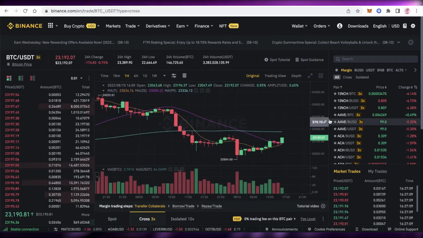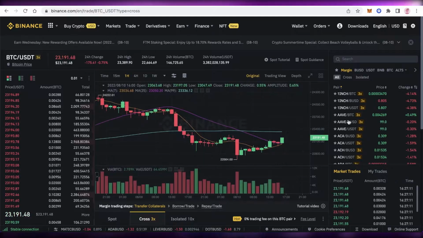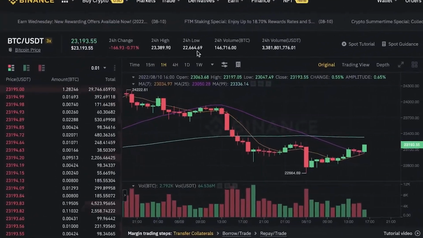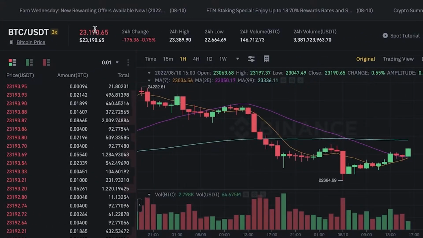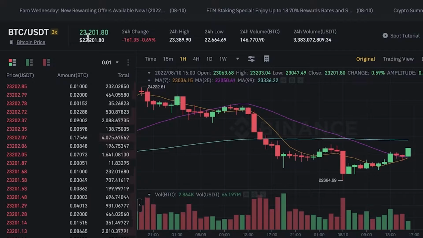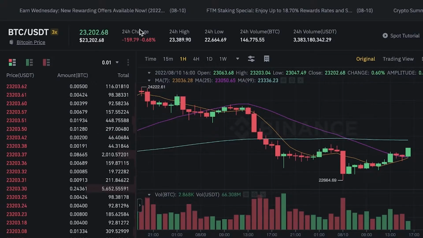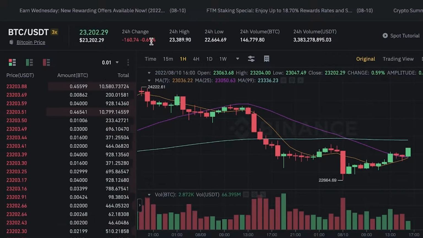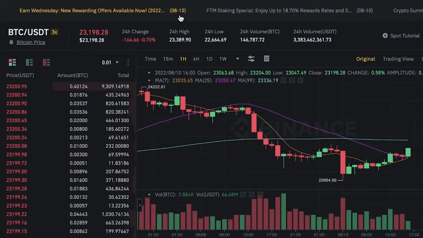Now, you might be all confused on how do I read this chart? I don't know what it means. Well, first off, get started from the top. You can see this is the current price of BTC. It's around 23,198 or 200. So this is what the current fluctuating price is like. You can see the 24-hour change. So currently the price of BTC is varying by 0.70% in the past 24 hours.